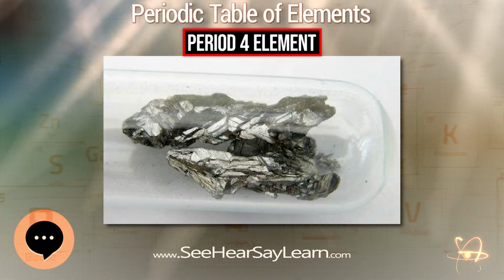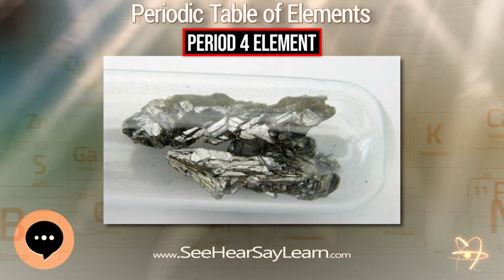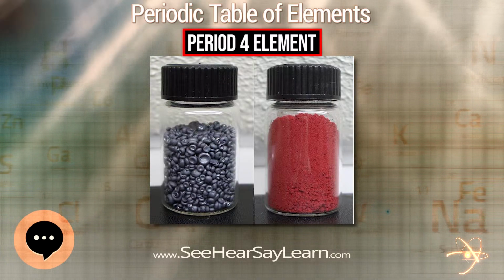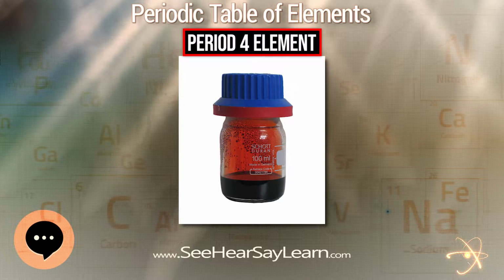Cobalt is an element in period 4, between iron and nickel. Cobalt is commonly used in pigments, as many compounds of cobalt are blue in color. Cobalt is also a core component of many magnetic and high-strength alloys.